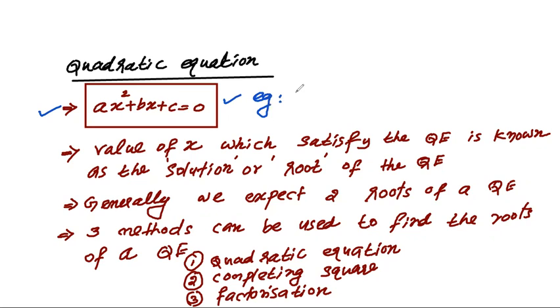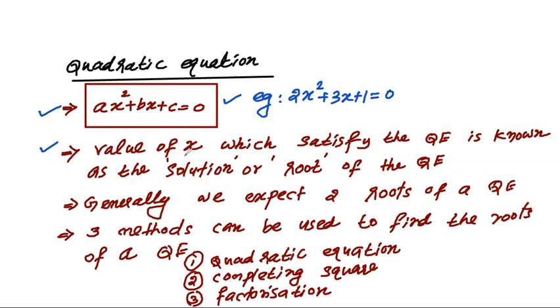Let me write a simple example. 2x² + 3x + 1 = 0 is an example of a quadratic equation. Here a = 2, b = 3, and c = 1. Don't forget, a is the coefficient of x², b is the coefficient of x, and c is the constant term. The next thing I'm discussing is what we mean by the solution or root of a quadratic equation.